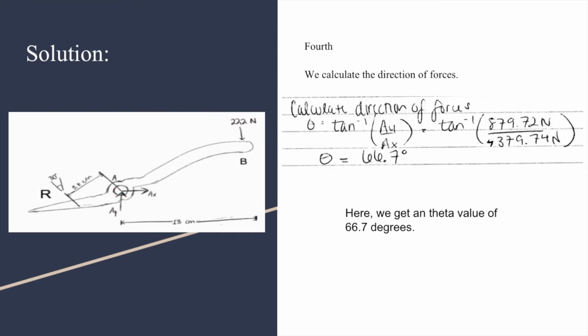Then we want to calculate the direction of the forces. The direction of the forces is calculated by taking the inverse tangent of A sub y divided by A sub x. And this would be the resultant force. So the resultant between the two forces is shown here. We just substitute the values that we found before, 879.72 newtons and 379.74 newtons. In this case, it is not necessarily negative, and we don't want a negative angle. So we end up getting 66.7 degrees, and that is this angle right here.